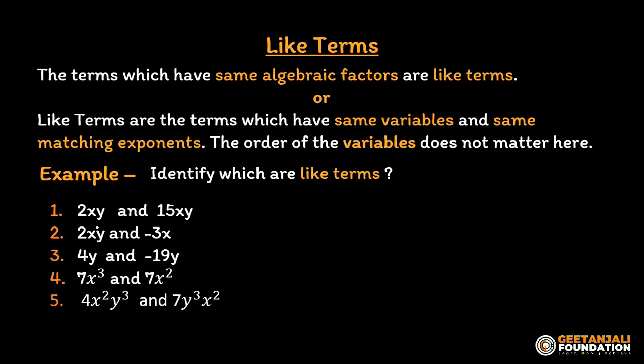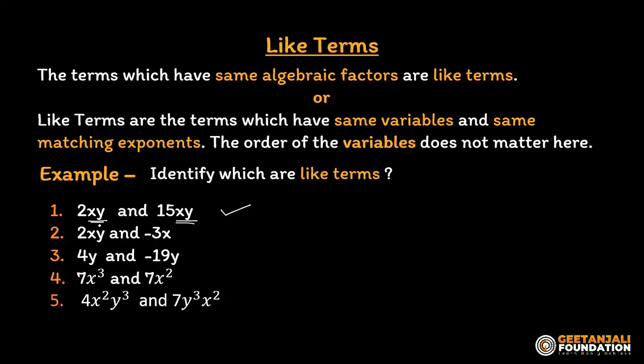Here we have 2xy and 5xy. Are these like terms? So what is our condition? Same algebraic factors, and they should have matching exponents. So here algebraic factors are x and y, and here also algebraic factors are x and y, and their exponent is 1. In both cases, we don't consider constants, we don't consider their numerical coefficient. Only the algebraic factors. If they are equal, then the terms are like terms. So these two are like terms.